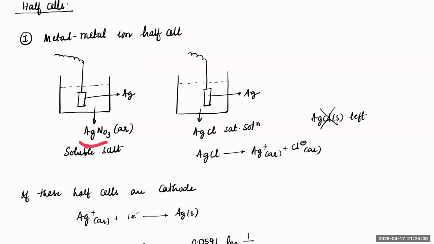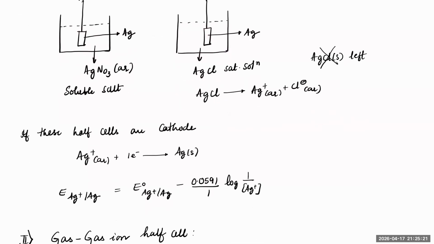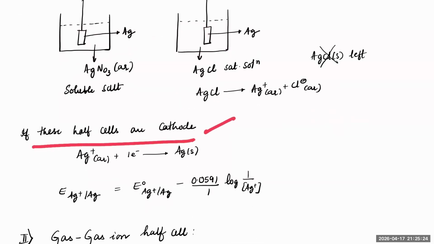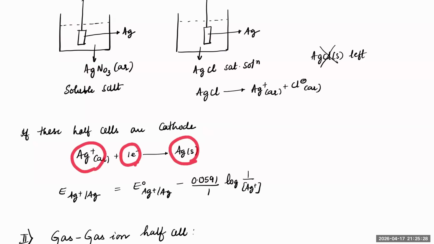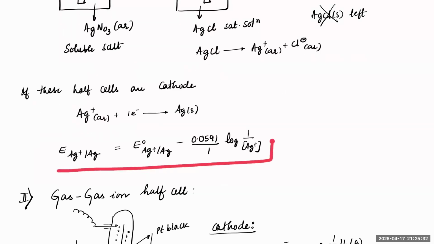Now we can write AgNO3 or we can write AgCl also, but just a saturated solution. When you have just a saturated solution, that means there is no precipitate forming here. So AgCl is the appropriate solution concentration, in which silver is dipped. If this half cell is cathodic, I can say Ag+ plus 1 electron gives Ag. This is a reduction potential, and the Nernst equation can also be written for reduction potential like this.